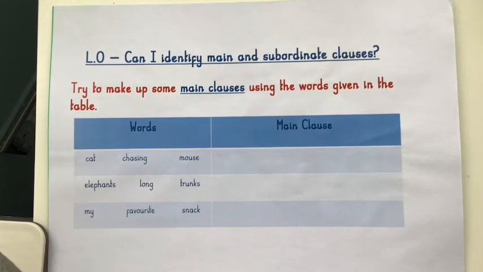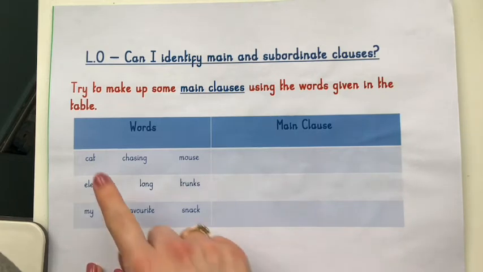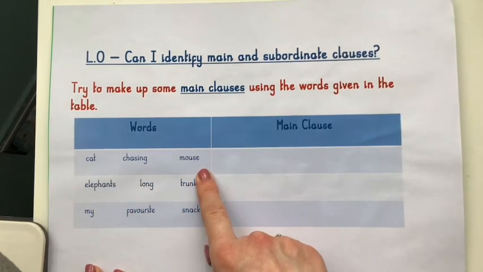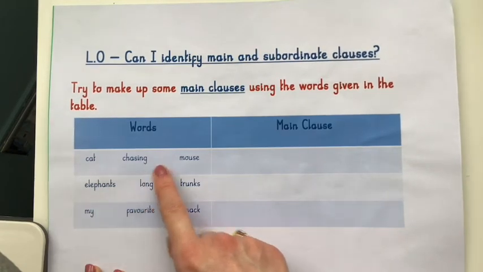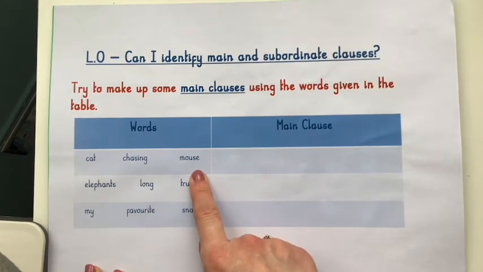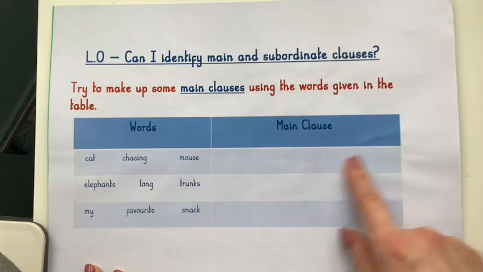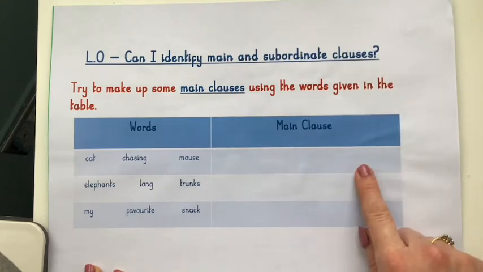Okay, so try to make up some main clauses using the words given in the table. So you've got to add some extra words to the sentence. You've got to use these words that are given. Okay, so in the first one, cat chasing mouse. Okay, so what main clause would you come up with here?